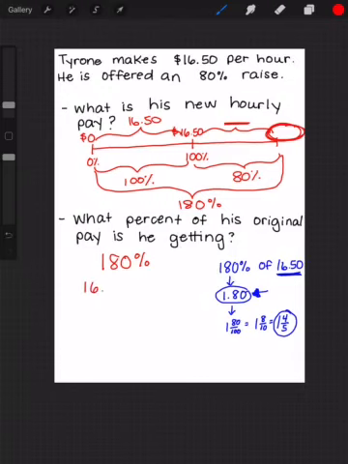So I have 16. I'm actually just going to do 0.5 because I don't really need that 0 since it's at the end and there's a decimal before it. Same thing with this one. Times 1.8.